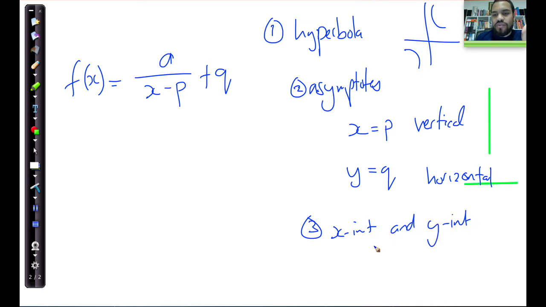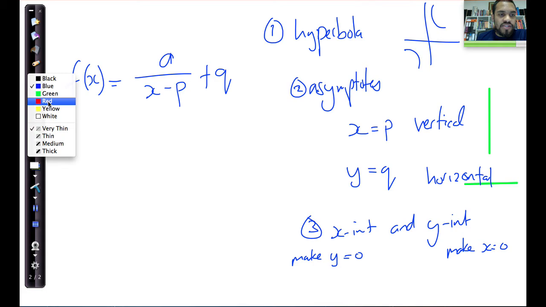Because how do you find the y-intercept? You make x equal to 0, and then solve for y. And how do you find the x-intercept? You make y equal 0, and you solve for x. So those are two things that you see over there quite often.